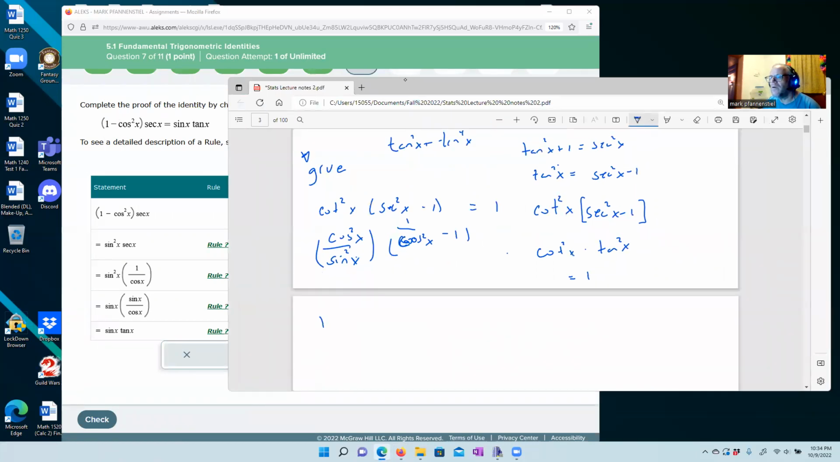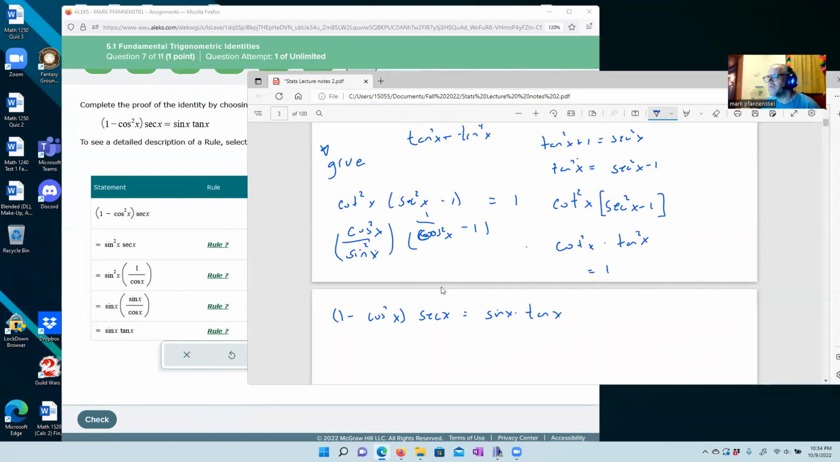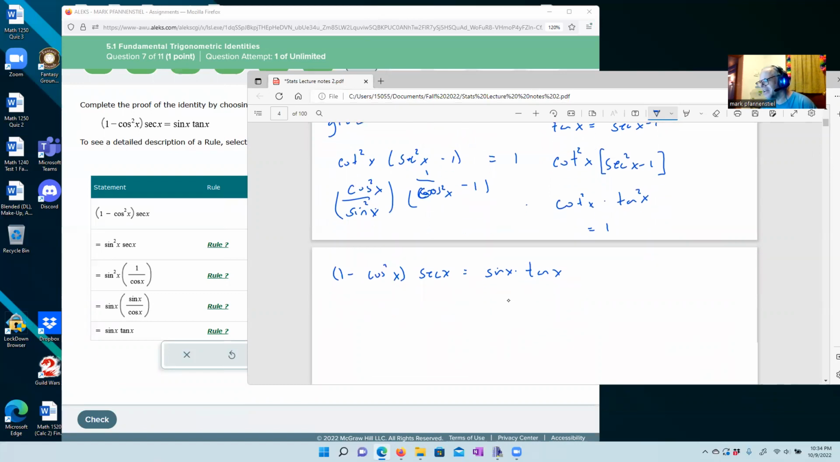We have (1 minus cosine squared x) times secant x is equal to sine x times tangent of x, right? And let's see here. What we're aiming for is 1 minus cosine squared x times secant x equal to this bit over here. Again, it's not an equation, so we're not allowed to touch the right-hand side if we start with the left-hand side. We could start with the right-hand side, but since the book tends to want us to go with the left-hand side, let's start there.